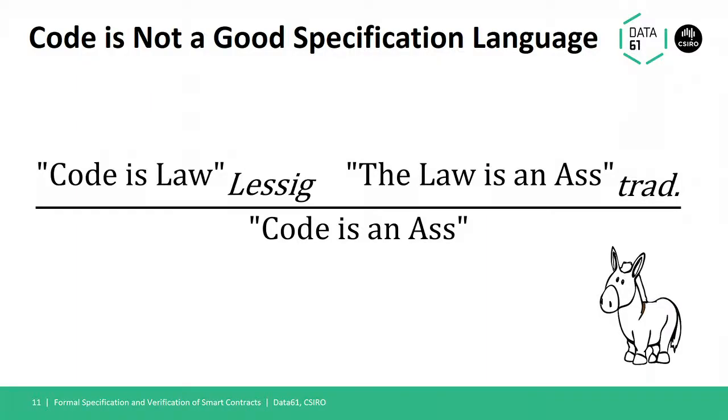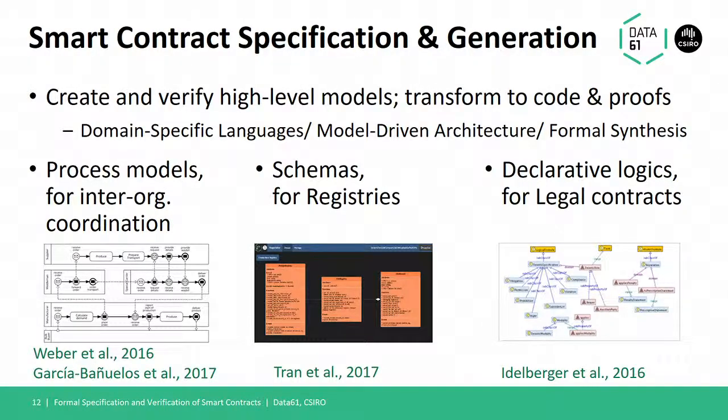Hard is working out what it should be doing and trying to write that down in a clear way. So at Data61, for example, we're looking at a variety of different ways of trying to specify smart contracts at a higher level of abstraction, and to use those higher levels of abstraction either as specifications for what smart contracts should do, or for what people often call model-driven development or domain-specific languages or formal synthesis, to generate smart contracts from these more abstract descriptions.